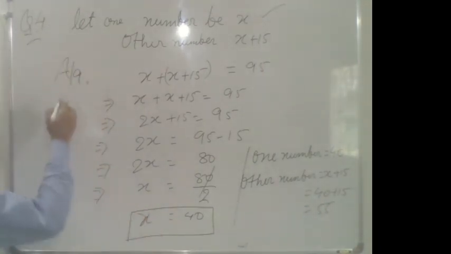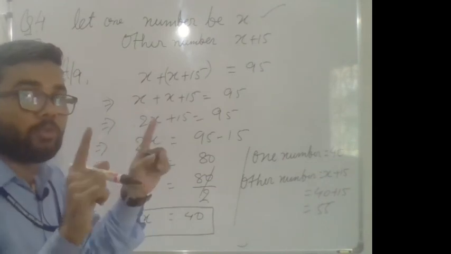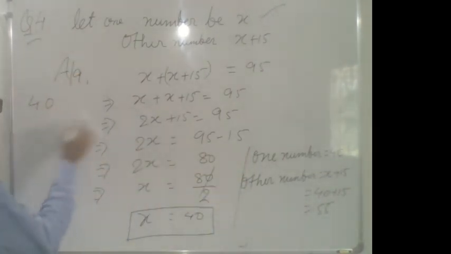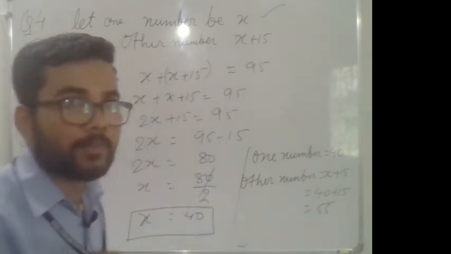According to the question, it can be checked also. The first line of the question says that when you add two numbers, you will get 95. I got one number as 40 and another number as 55. When you add these, you get 95. It means whatever we have obtained is correct.